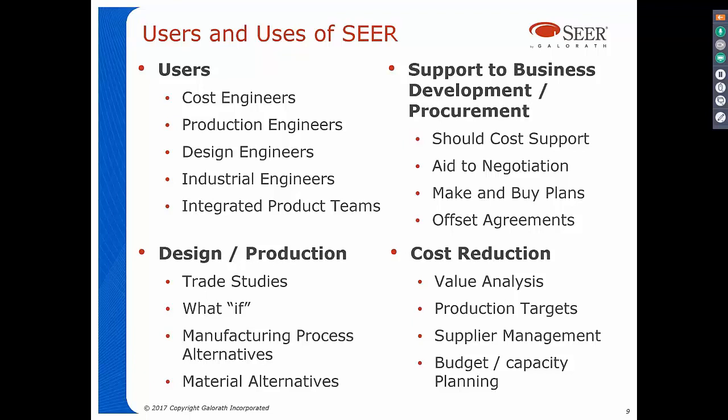Of course, there are design and production groups who are routinely doing trade studies and what-ifs. What if we machine this part, or what if we take this part that we've been machining for years and now use a composite set of processes? How would that look? And maybe it's worth trading to go in that direction.